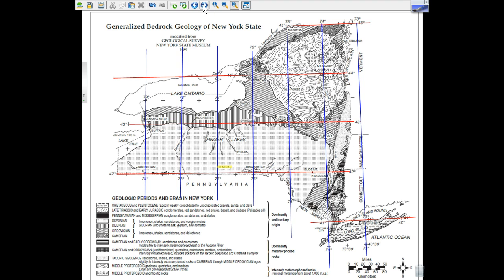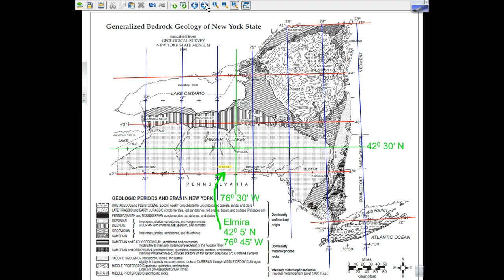Let's take a look at Elmira. If I throw in that line of 42 degrees 30 minutes north, I can get a better estimate of where that is latitudinally. And then if I throw in the longitude of 76 degrees 30 minutes west, I can see where Elmira is in relation to that. Certainly closer to 42 degrees, but it's not on the 42 degree line. It's certainly closer to 77 degrees, but it's less than 77. It's not close to the 76.30. It's more than that.